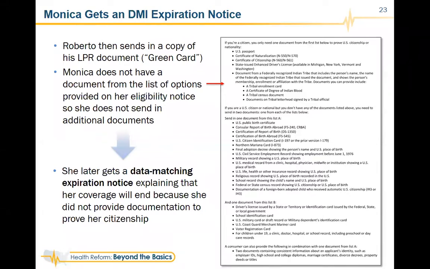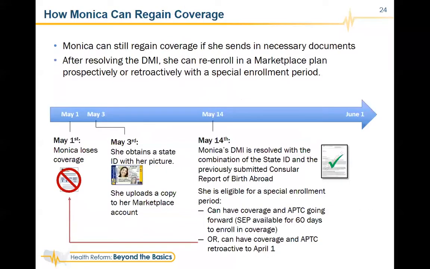The 95-day window runs out, and she gets an expiration notice explaining that her coverage is going to end because she did not provide sufficient documentation to prove her citizenship. Roberto, who sent in a copy of his green card, is fine. He's not going to get the expiration notice. He's going to continue to be able to enroll in coverage. Okay, so Monica, let's see if she can regain her coverage, right?